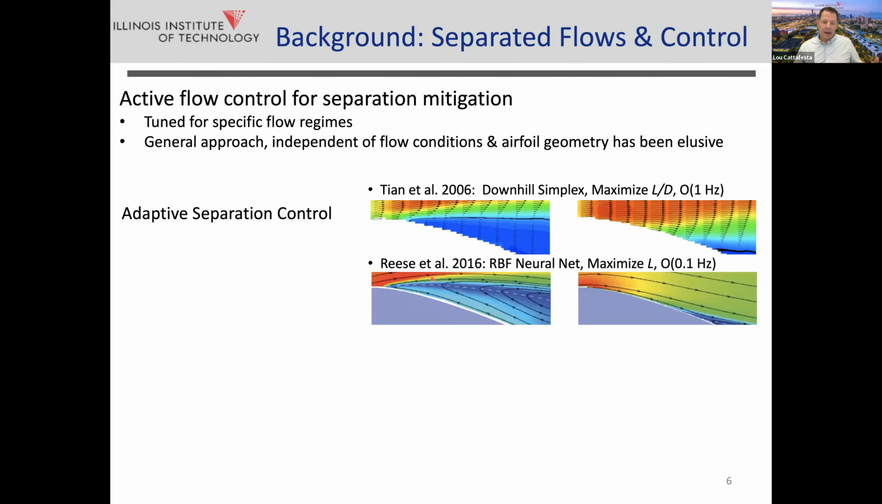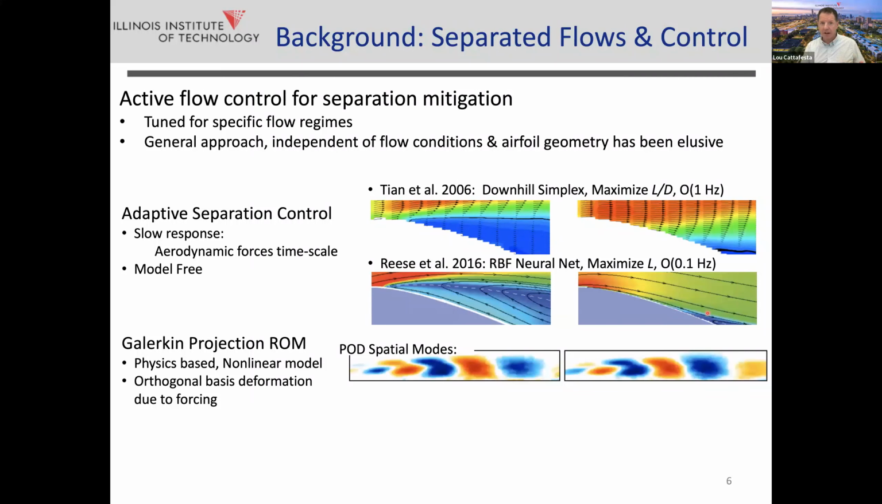Another student in the lab, Mr. Reese or Dr. Reese, did this using a radial basis function neural net. And again, this was extremely successful at doing this, but this was even an order of magnitude slower. So this took about 30 seconds of actual physical time to develop a model that was suitable for control of the lift in this particular case. So we want to be able to do this on a time scale that's much faster.